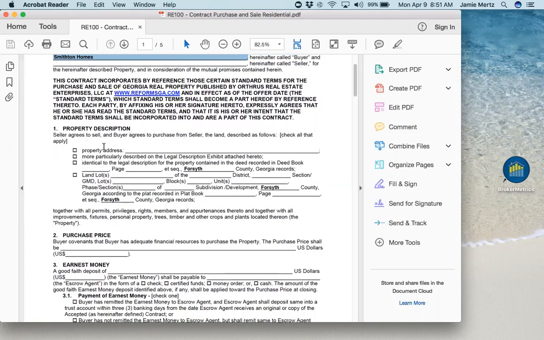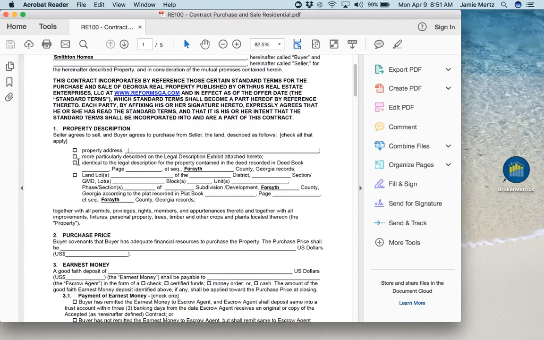We'll proceed down to paragraph 1, property description. You need to describe the property that you are selling. The best thing is to make sure you list the property address. So you're going to check the first box where it says property address and fill in the address that you're selling. If that's 123 Main Street, that's the property you're going to fill in that address right there.